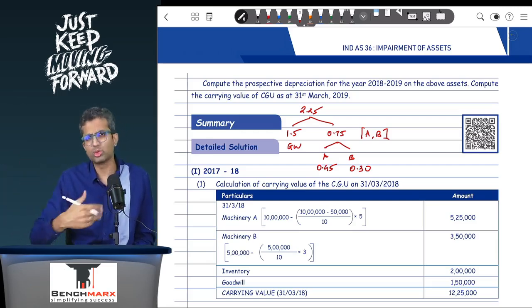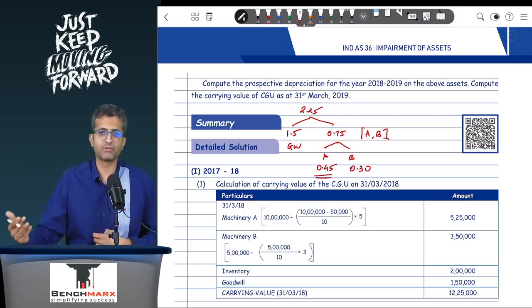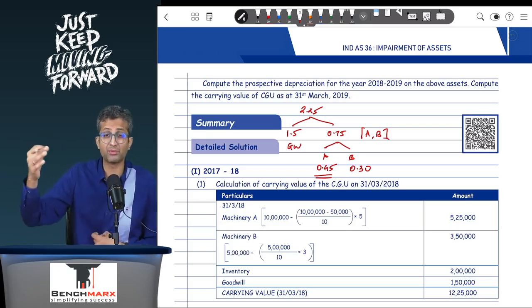So in general, you would have said, chalo, allocate the 45,000 impairment loss to machinery A. But if you allocate the impairment loss of 45,000 to machinery A, it will come to 5,25,000 minus 45,000.